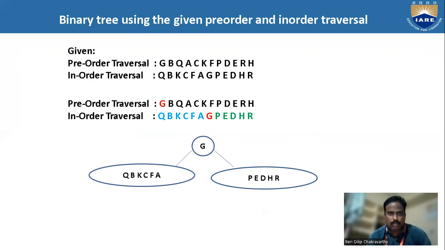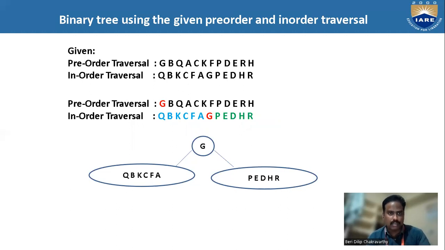Now we'll take constructing a binary tree using given pre-order and in order. Sometimes pre-order and in order traversals are given, and they ask you to construct a tree. Or sometimes they give post order and in order traversals, and ask you to construct it. The in order traversal must be given.